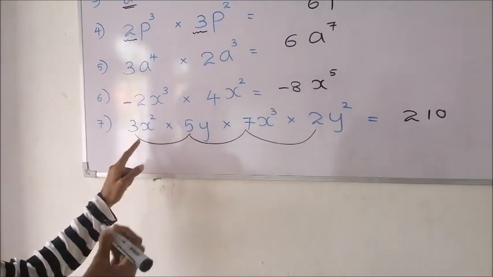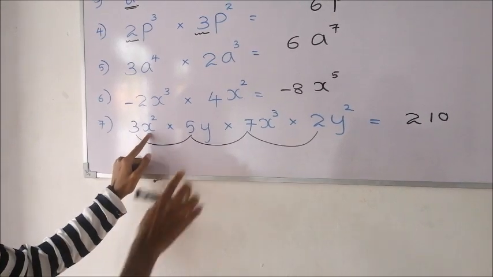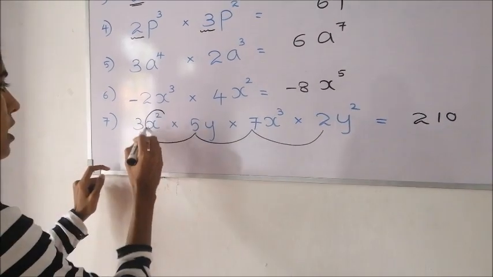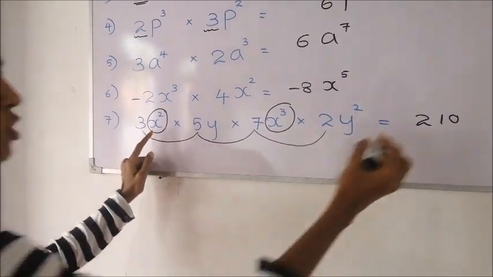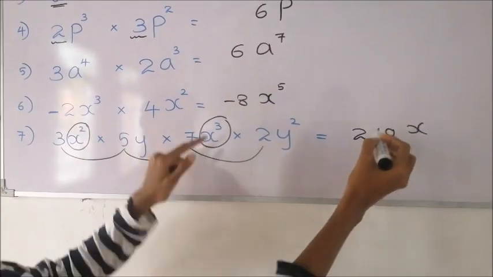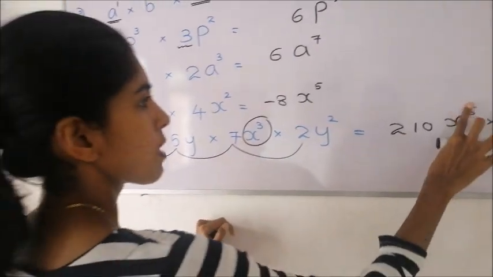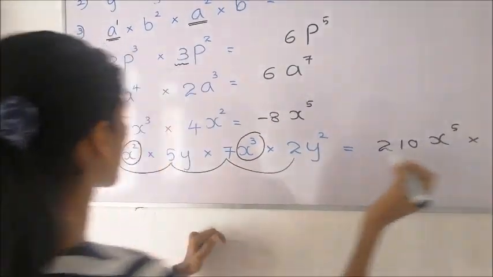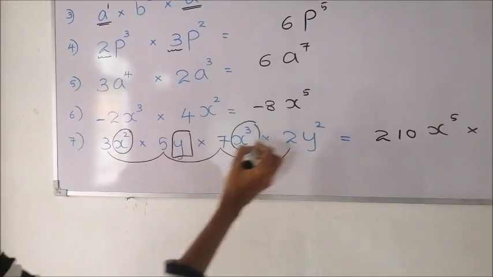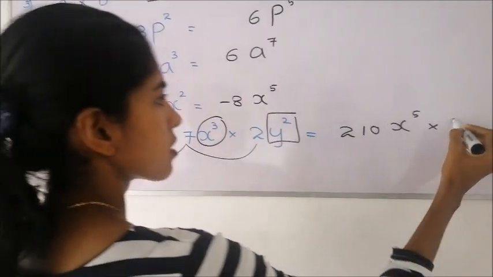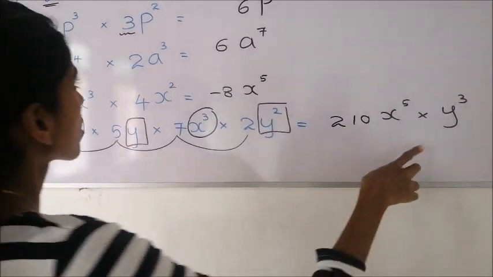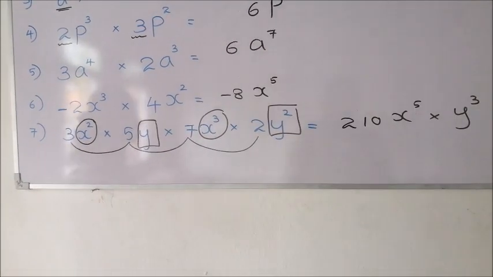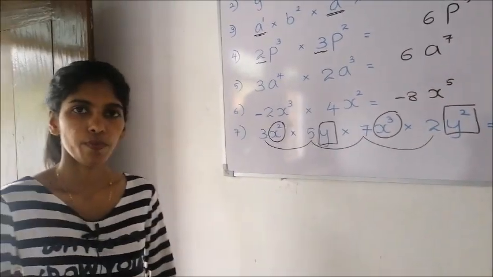Now see, here we can even see two different bases, x and y. We will take base x separately. X to the power 2 and 3 is 5, multiplied by y to the power 3. This multiplication mark is not compulsory every time in algebraic terms.